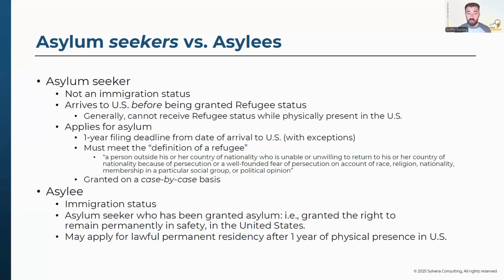Once the US government approves an application for asylum, that individual becomes an asylee, or one who has been granted asylum, meaning they've been granted the right to remain in the United States permanently. Asylees may apply for lawful permanent residency after 1 year of physical presence in the United States.